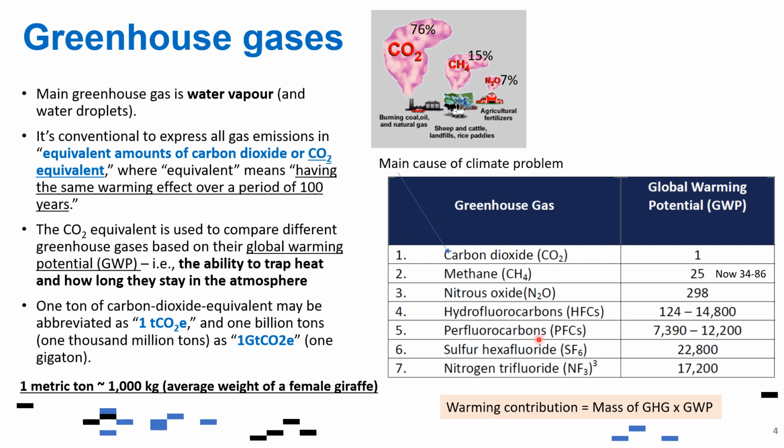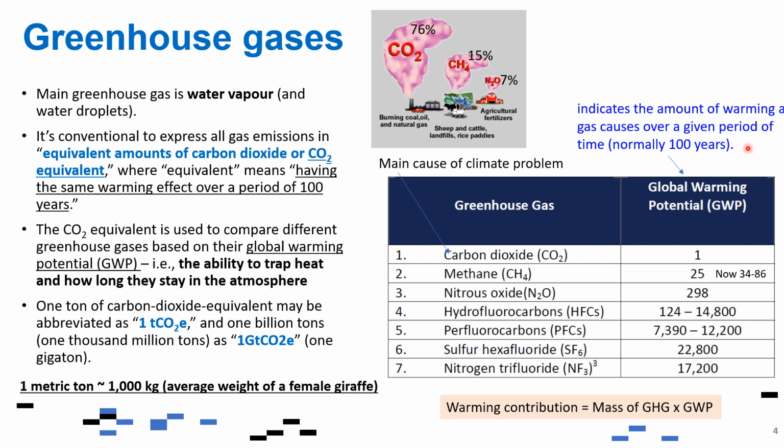But of course, we have other greenhouse gases, for example methane and nitrous oxide. Methane makes up around 15% and nitrous oxide 7% of the overall amount of greenhouse gases. But these absorb heat at different levels. This absorption of heat, depending on the kind of greenhouse gas, is referred to as the global warming potential. The global warming potential is the amount of warming a gas causes over a given period of time, for example how long it stays in the atmosphere. Normally it's around 100 years.